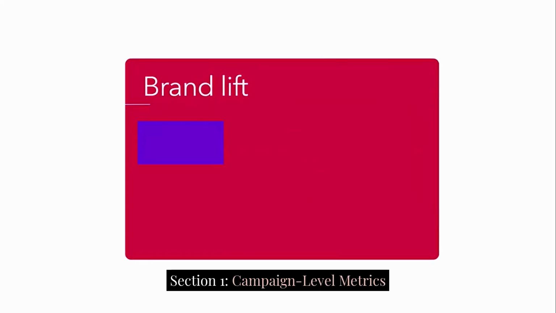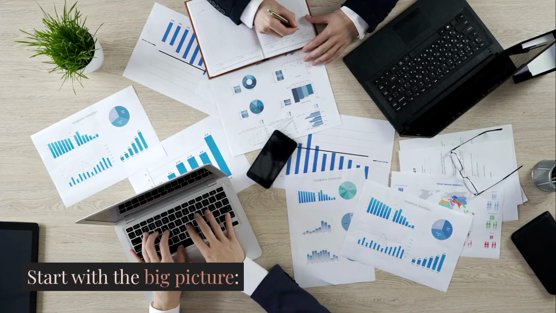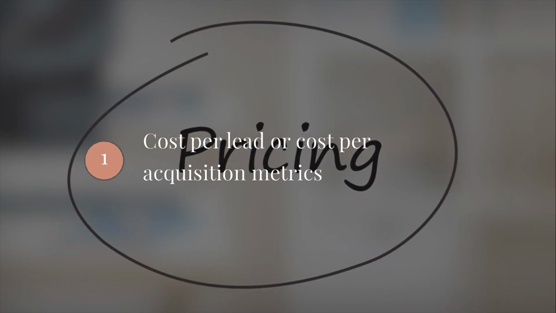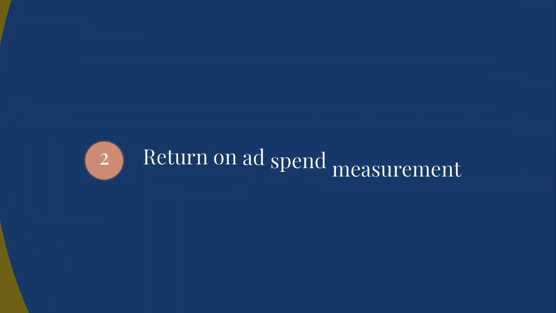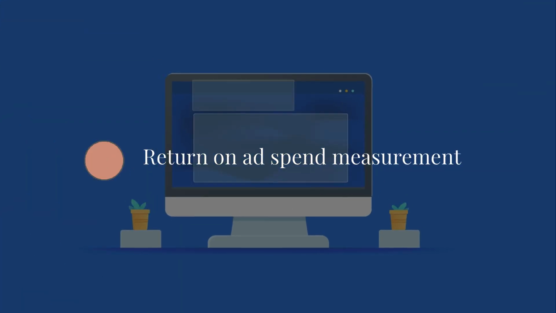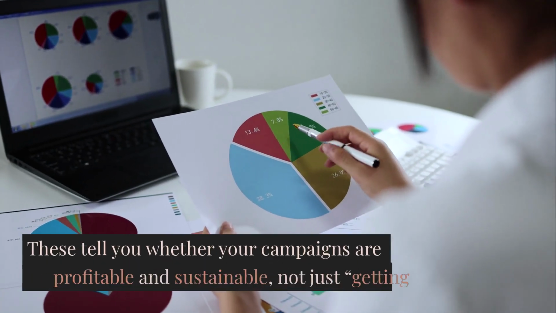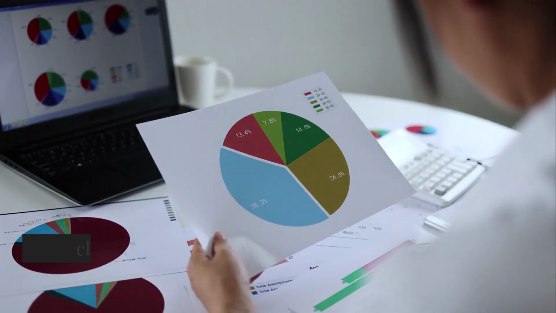Section 1. Campaign-level metrics. Start with the big picture. Cost per lead, CPL, or cost per acquisition, CPA. Return on ad spend, ROAS. Conversion trends over time. These tell you whether your campaigns are profitable and sustainable, not just getting clicks.